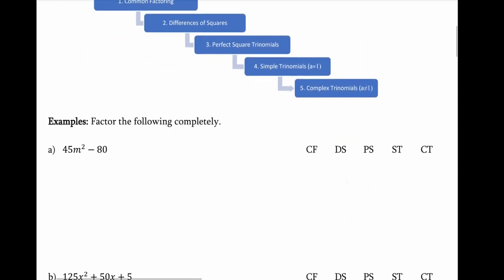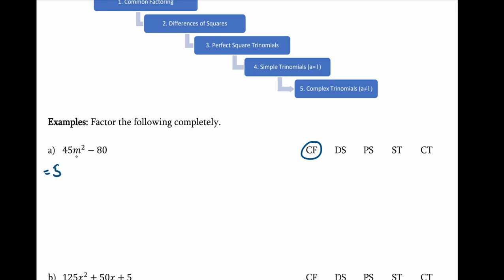So we're going to look at the first one here, 45m squared minus 80. The first thing we want to do is common factor. If I common factor, I can see that I have at least a value of 5 that is divisible into both of these numbers. So I'm going to take a common factor of 5 out, and I'm left with 9m squared minus 80 divided by 5, minus 16.